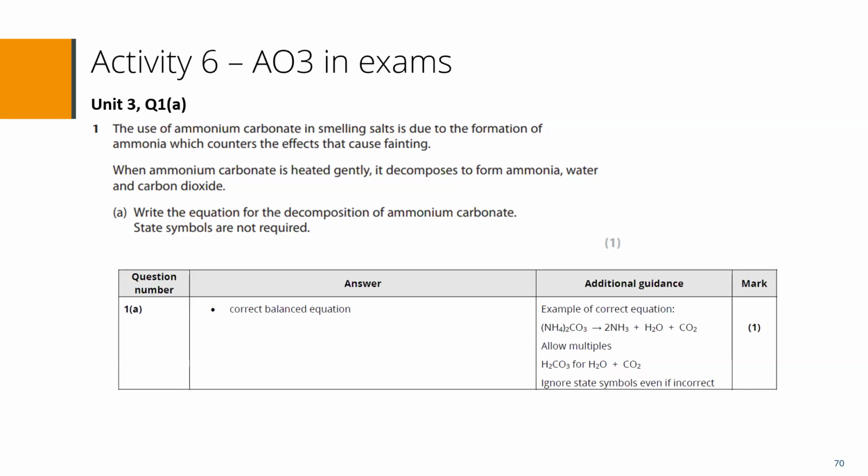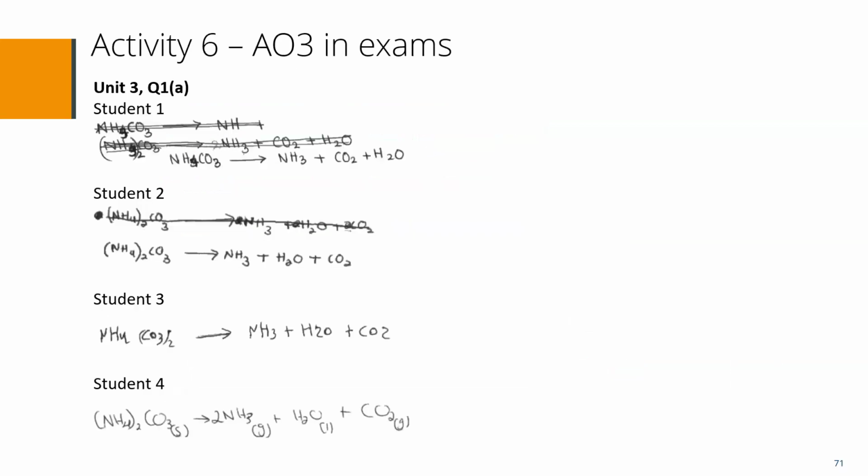Allow multiples, or indeed, if they divide it by half, allow that. Allow H2CO3 for H2O plus CO2. Ignore state symbols, even if incorrect. Okay, so there's the first equations. I haven't put up the equations, but you should be able to work those out for yourself quite easily, I hope. You shouldn't need to remember that one. So go down through those and put a mental tick and cross next to them.